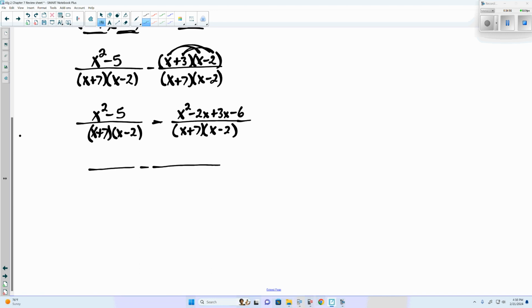Now, before we can officially start subtracting, we do need to combine like terms, and that's mainly on the right side. X squared doesn't have any like terms, but our negative 2x plus 3x is going to be plus x, so we get x squared plus x minus 6.